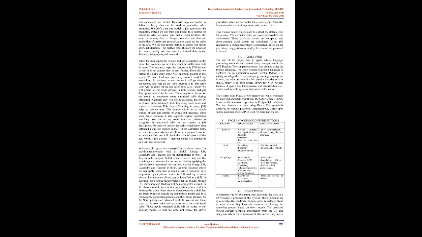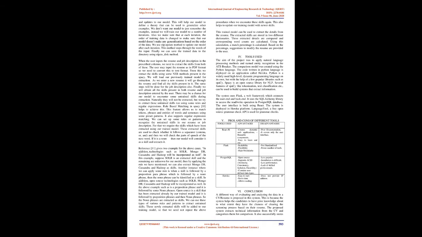This error gradient is used to calculate the loss function. Loss function is the difference between the training example and the expected output. As the difference increases, the greater will be the significance of the gradient and updates to our model. This will help our model to define a theory that can be used to generalize to other examples. We don't want our model to just remember the examples, so we will train our model for a number of iterations. Also, we make sure that at each iteration, the order of training data is changed so that our model doesn't make any generalizations based on the order of the data.